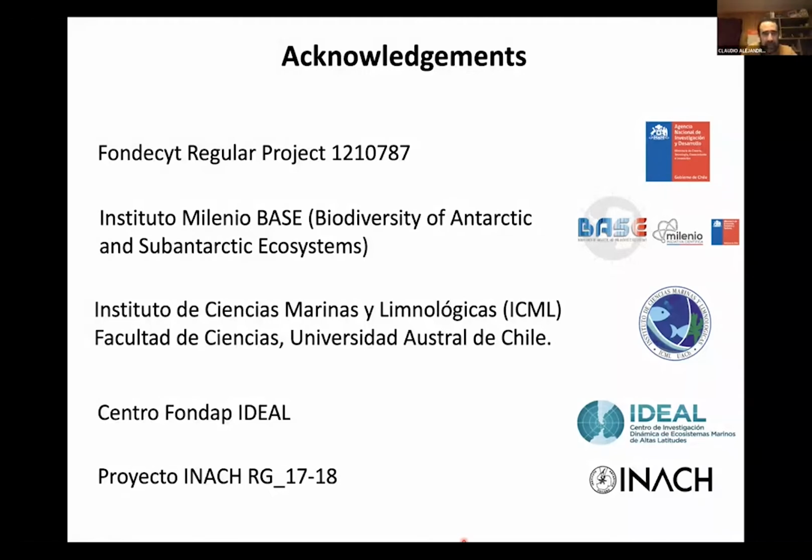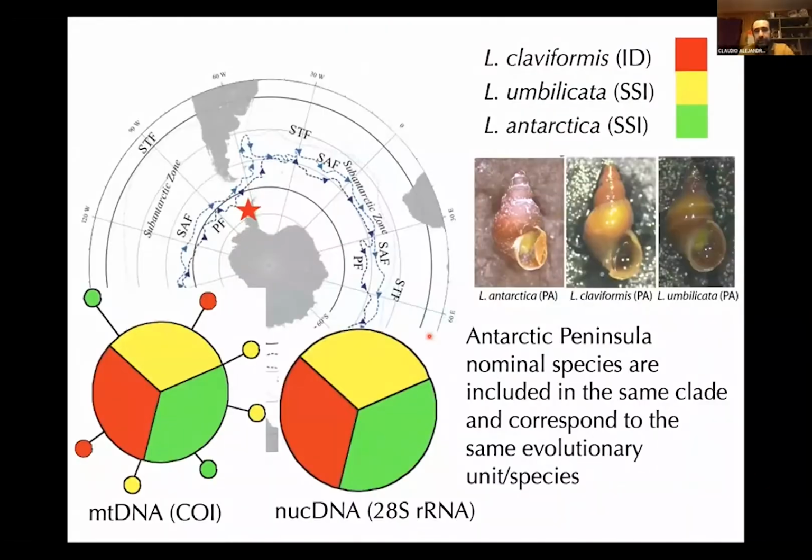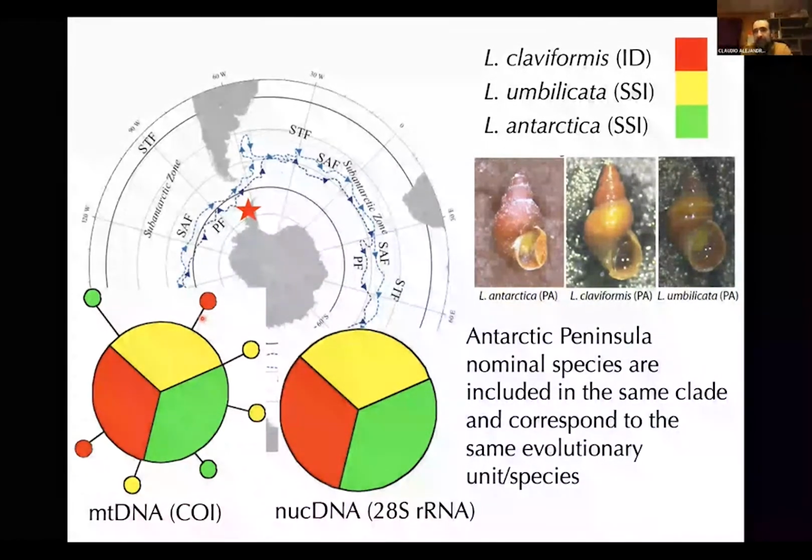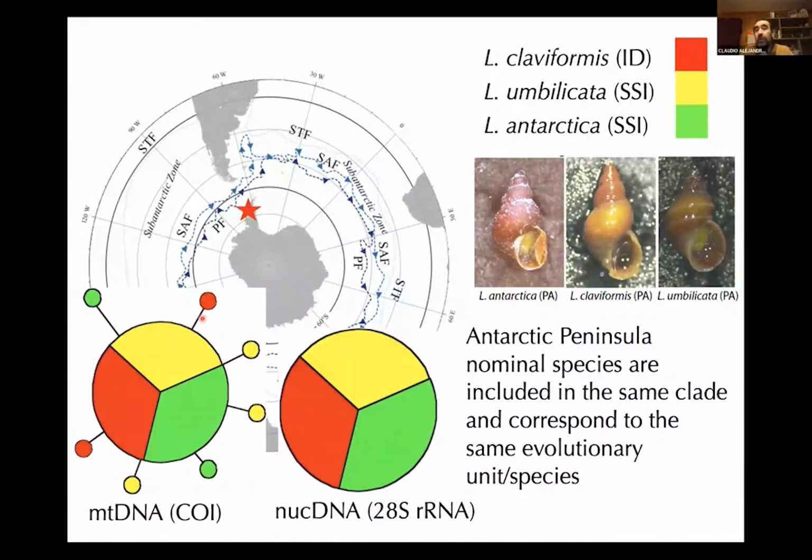Here we have Levillitorina antarctica, Levillitorina claviformis, and Levillitorina umbilicata. And in terms of genetics, using mitochondrial and nuclear genes, they are all the same. So it looks like instead of 3 nominal species, we have only 1 evolutionary lineage. But these are preliminary data. We only have about 10 specimens per species, so we require increasing the number of individuals, and of course trying to include in the analysis the type localities of these species.